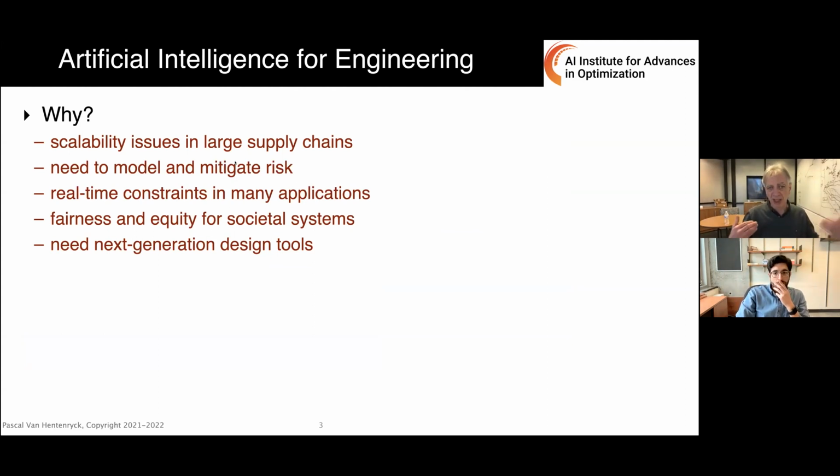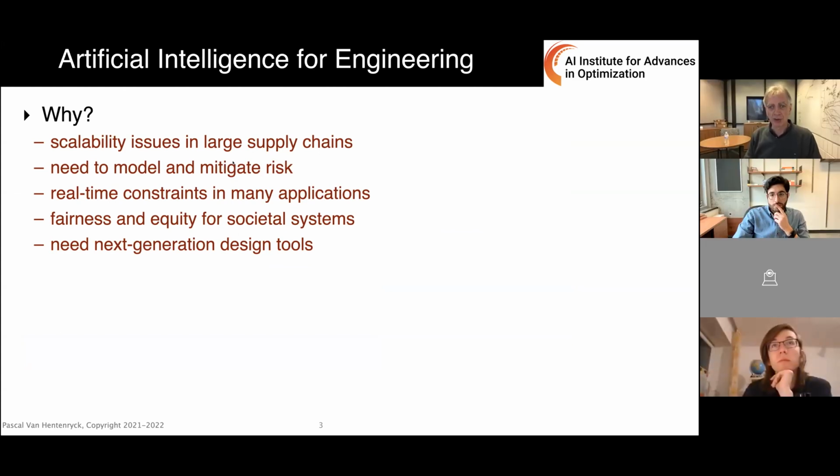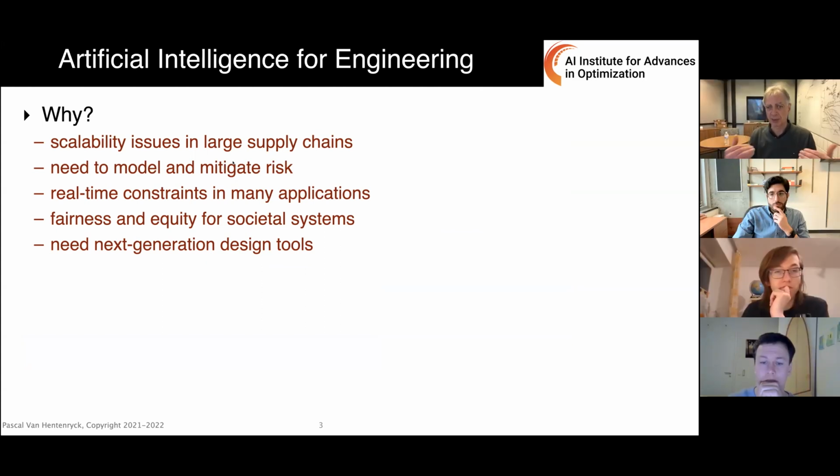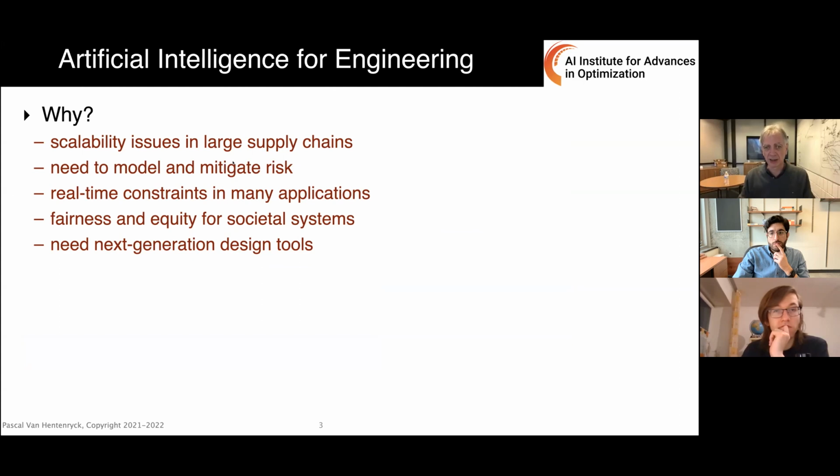And they come from scalability issues in large supply chains, the need to model and mitigate risk in many different application areas. There are also a wide variety of applications now in engineering that require real-time constraints, and they impose some computational requirements, obviously, on the optimization algorithms that have been used. And with the scale, it becomes challenging to satisfy these real-time constraints. There is also an increasing need of including fairness and equity in many of these engineering applications.